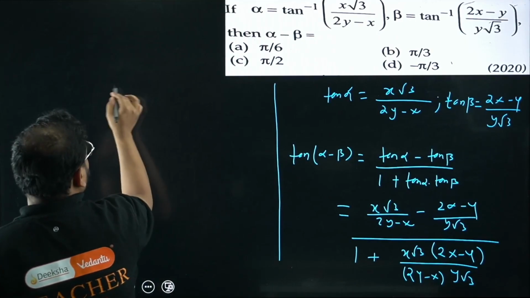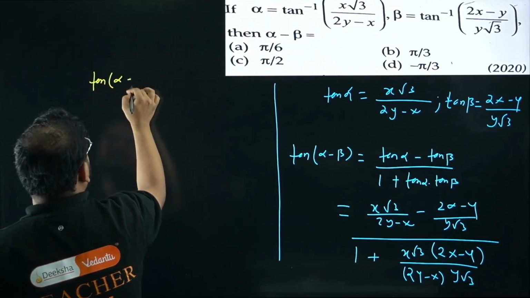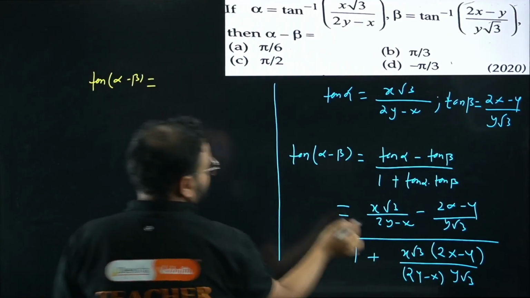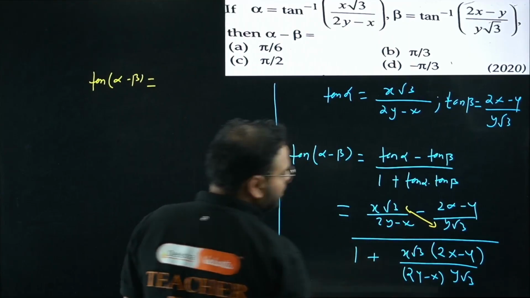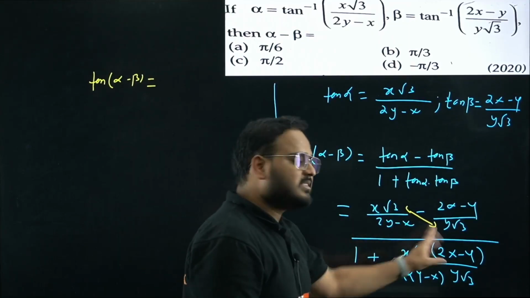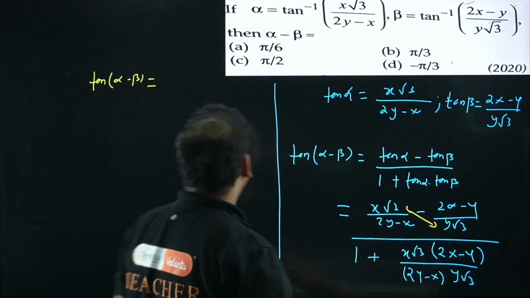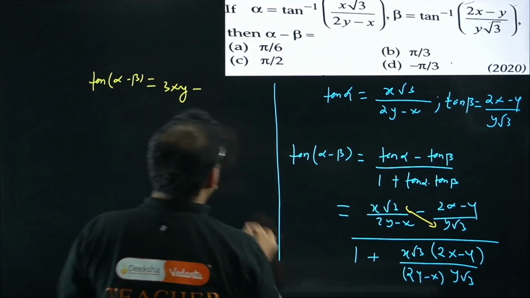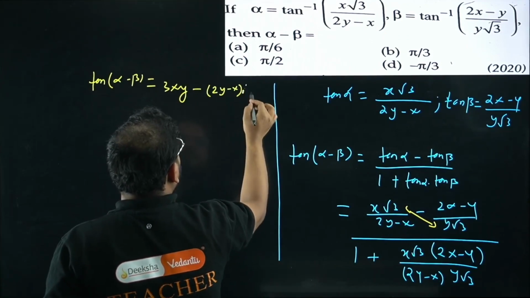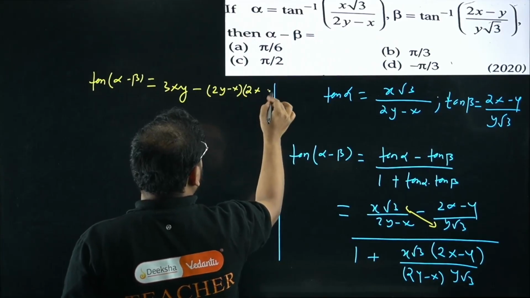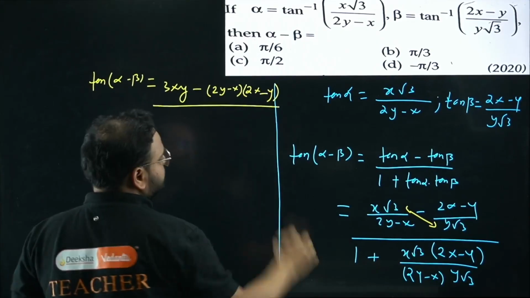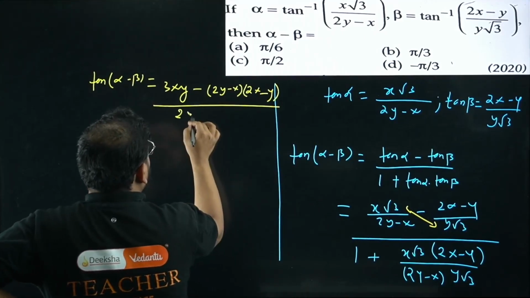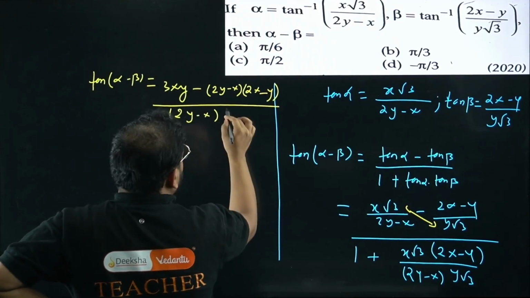So tan of alpha minus beta is equal to, taking the LCM, x into y root 3. Cross multiplying, it becomes xy root 3 into root 3, which is 3xy. There's a minus sign and two brackets, 2y minus x and 2x minus y. This is your numerator, with cross multiplication. The denominator is the same thing, 2y minus x into y root 3.